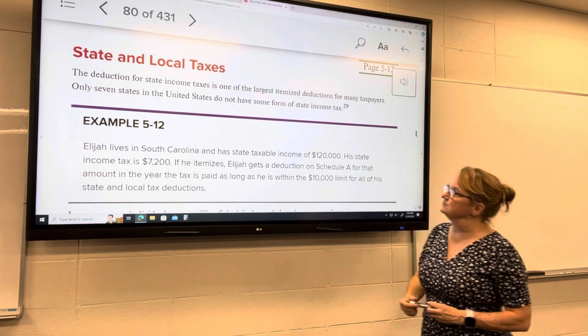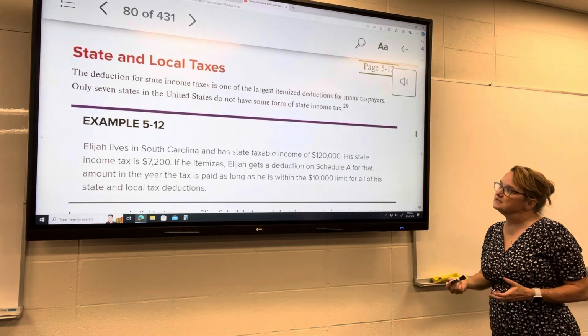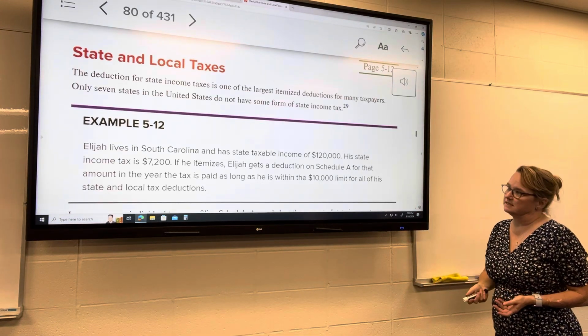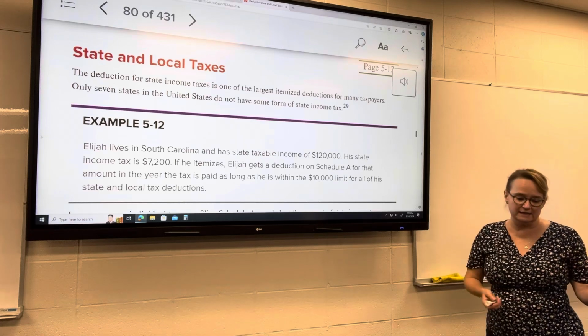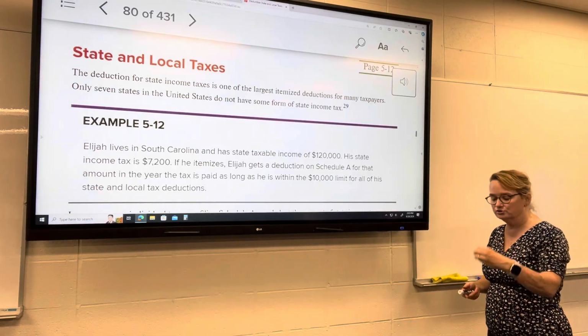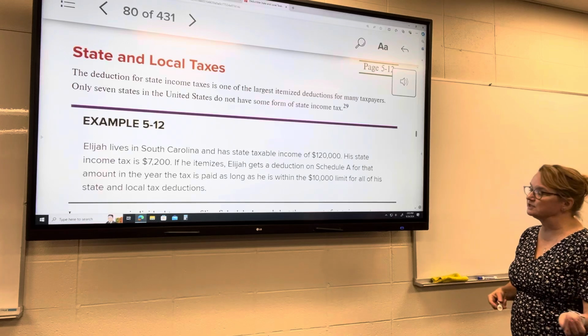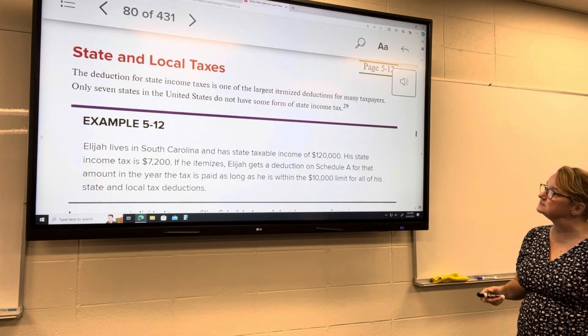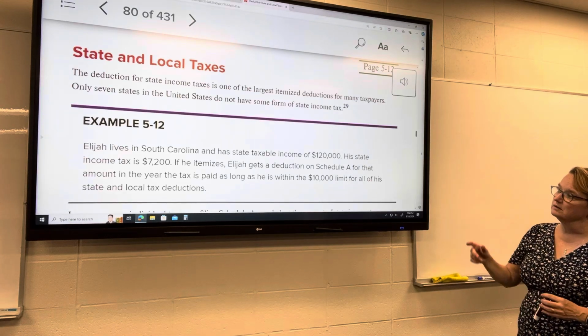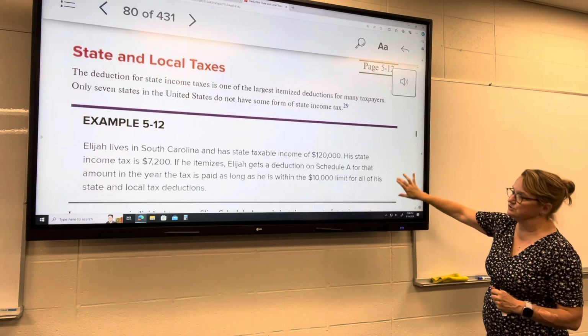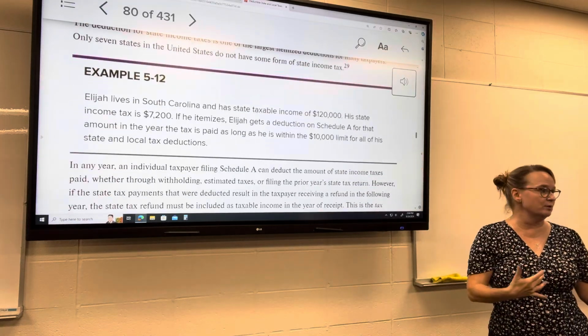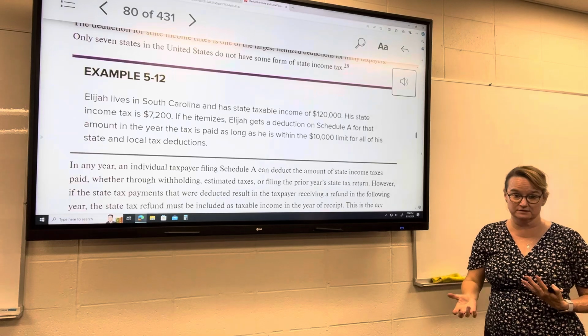State and local taxes. So this is income taxes. However much you pay in income taxes to the state during the year can be a deduction up to that $10,000 limit on your federal income tax return. Now it's only state and local. You don't get a deduction for federal income taxes that are paid.